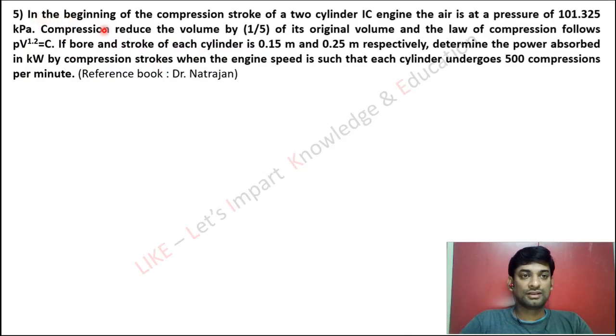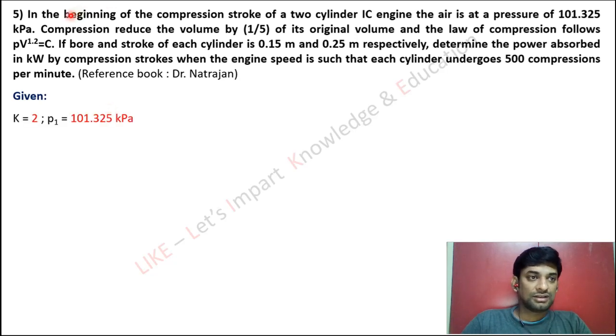Problem number 5. In the beginning of compression stroke of a two-cylinder IC engine, the air is at a pressure of 101.325 kilopascal. Compression reduced the volume by 1/5 of its original volume, and the law of compression follows PV^1.2 = constant. If bore and stroke of each cylinder is 0.15 meter and 0.25 meter respectively, determine the power absorbed in kilowatt by compression stroke when the engine speed is such that each cylinder undergoes 500 compressions per minute.